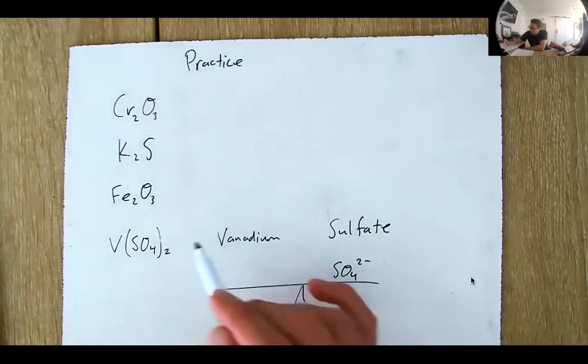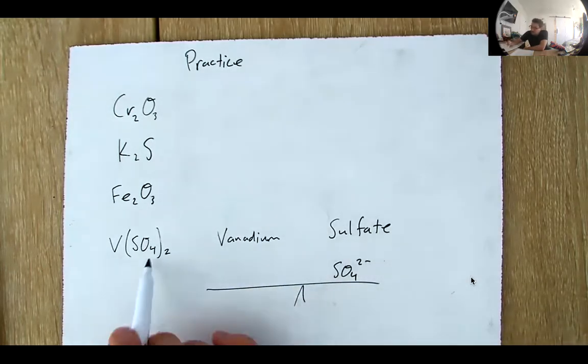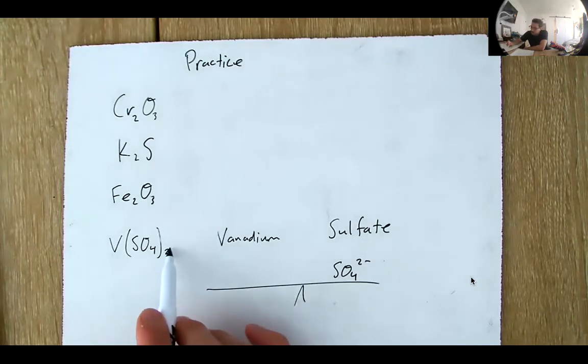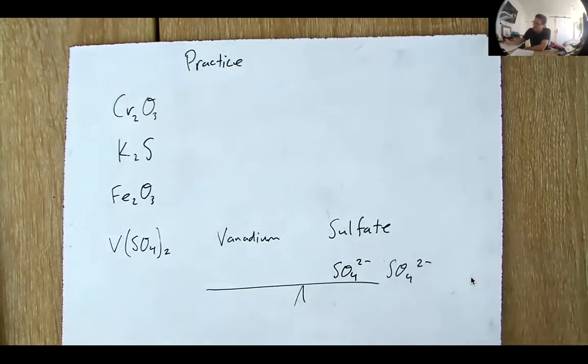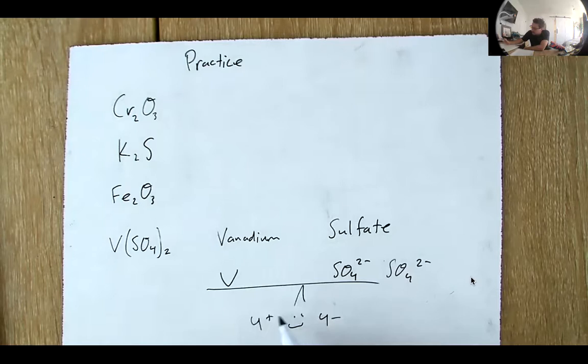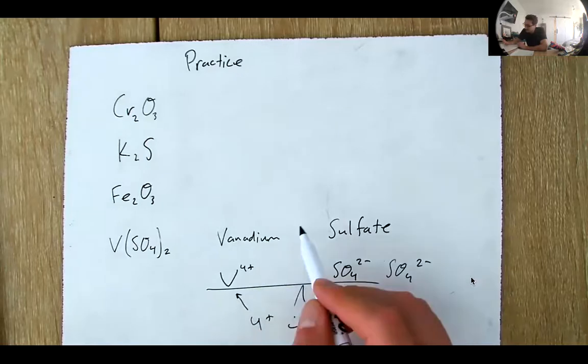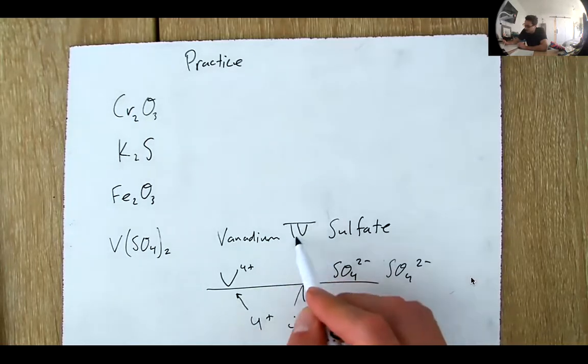Oh, I forgot to put a little 2 right here. I'm sorry. Okay, and you can see in the formula that there's a 2 subscript here, meaning that there are 2 sulfates in this formula. All right, and then we have vanadium over here. On this side, there's a 4 minus charge that can only balance with a 4 positive charge, meaning that this one vanadium ion must have a 4 positive charge. Okay? So this is how we write it. Vanadium with a Roman numeral of 4, sulfate.